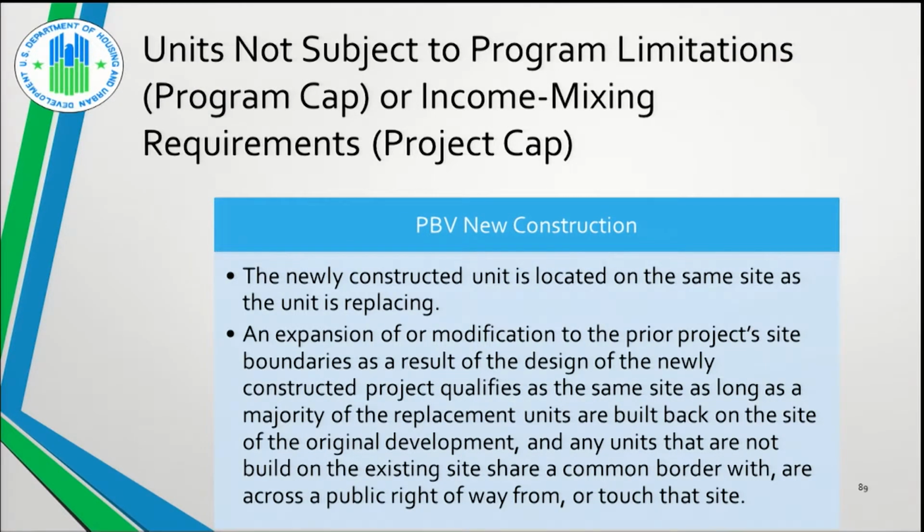The second requirement: the newly constructed unit is located on the same site as the unit it is replacing. An expansion of or modification to the prior site's boundaries as a result of the design of the newly constructed project qualifies as the same site as long as a majority of the replacement is built back on the site of the original development, and any units that are not built on the existing site share a common border with, or cross a public right-of-way from, or touch that site.